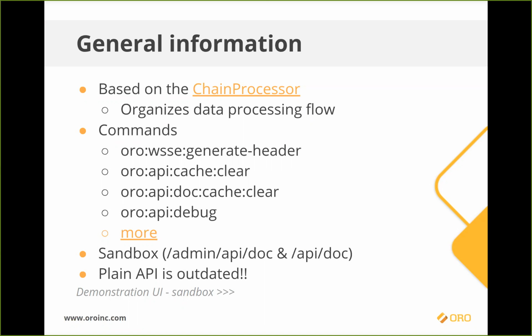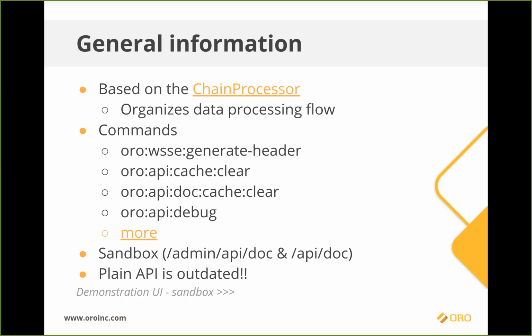So it's based on the chain processor. Your request gets to the main processor and it executes processors in the specific order that you can always check and modify. And your data goes from one to another with a shared context. And then there is a response, okay? So you can inject a new service, a new processor in any of those places and modify the behavior of your API.